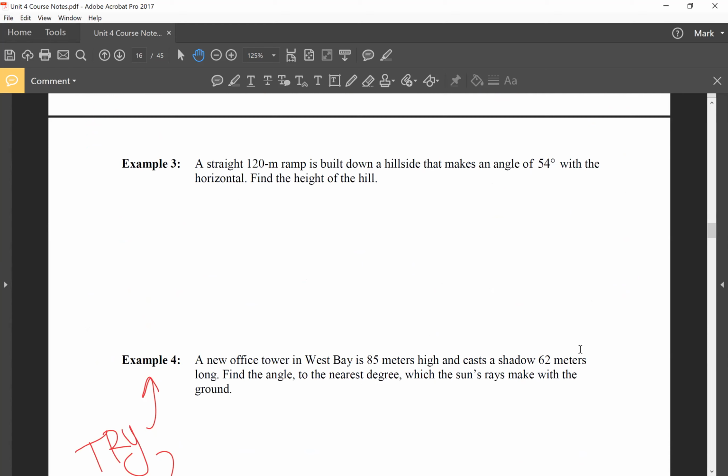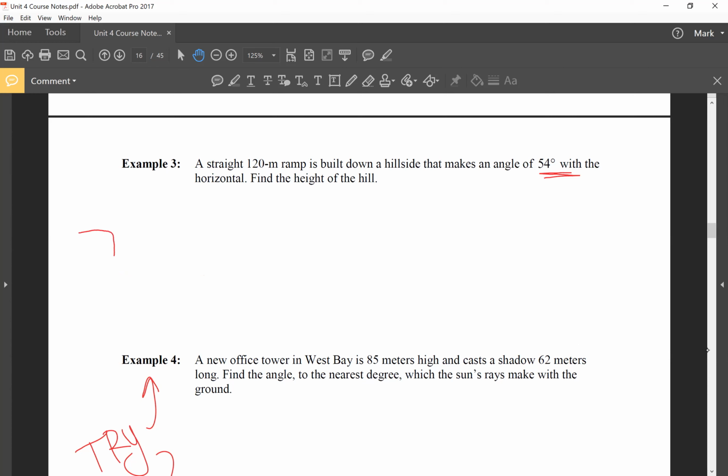A straight 120-meter ramp is built down a hillside that makes an angle of 54 degrees with the horizontal. This one isn't really worded very clearly, but I can kind of explain it. So, okay, we have like a hillside and we're building a ramp down the hillside. So, you know, we're trying to get up a hill. And the question is, find the height of the hill. Let me draw that again. That was a messy drawing. Instead of a hill, I'm going to draw it like a cliff or something.